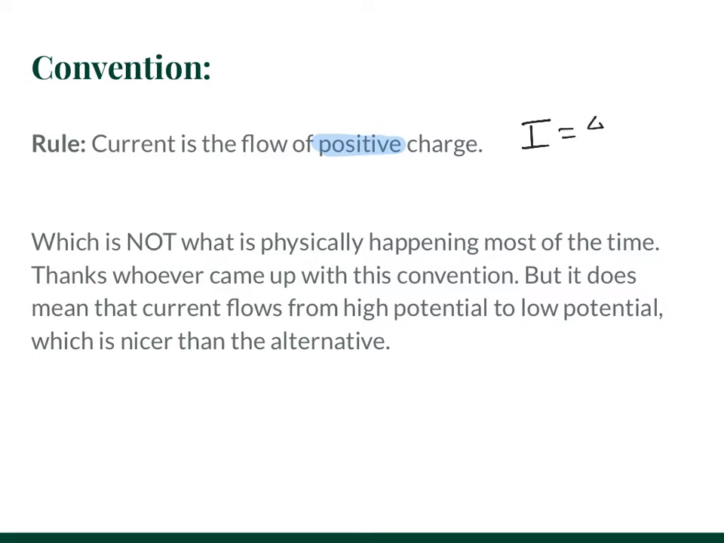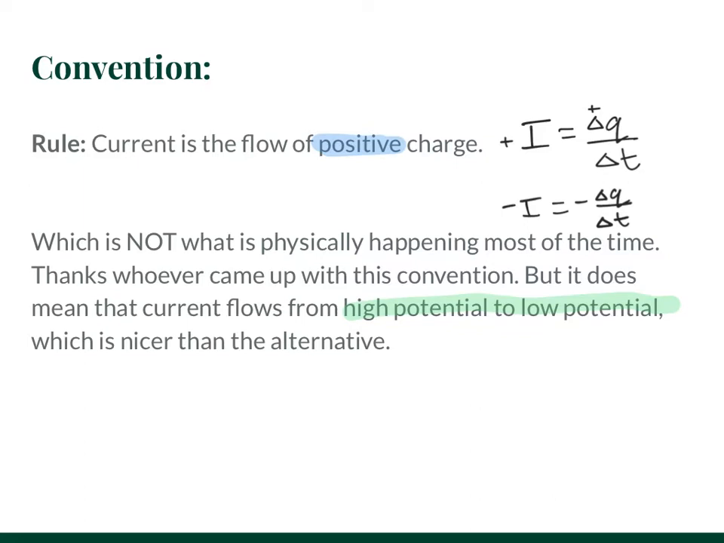current is change in charge over change in time. So the direction for positive current would be the one for positive charge. If you had negative charge flowing, that would be a negative current. So it makes a little bit of sense mathematically, and it does have a nice consequence that this means current is flowing from high to low potential, because positive charge goes from high to low potential.